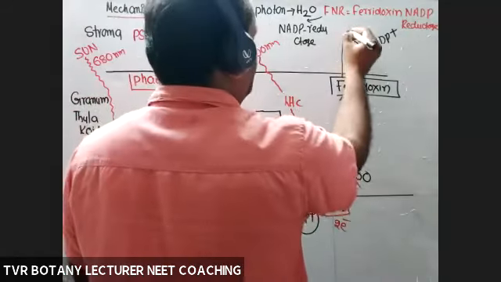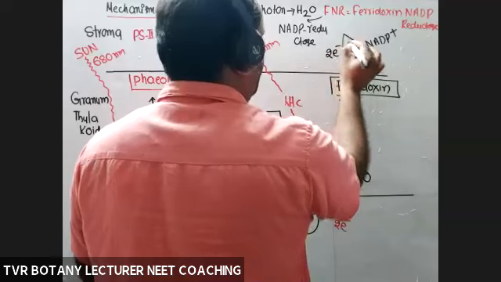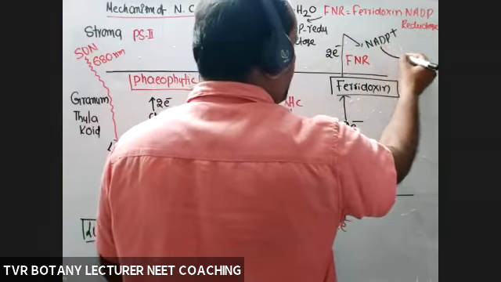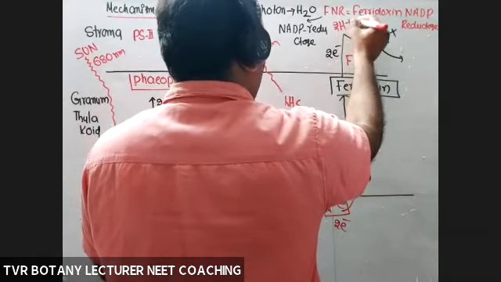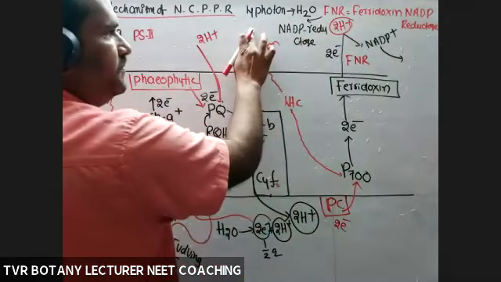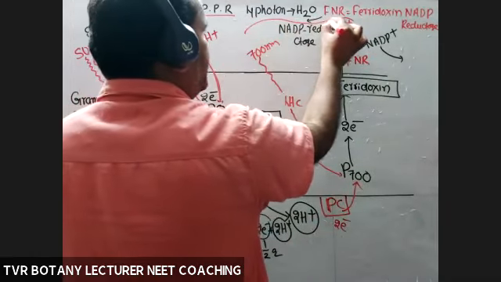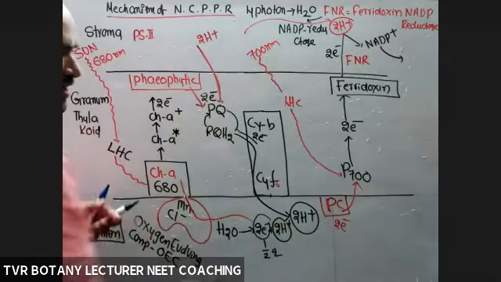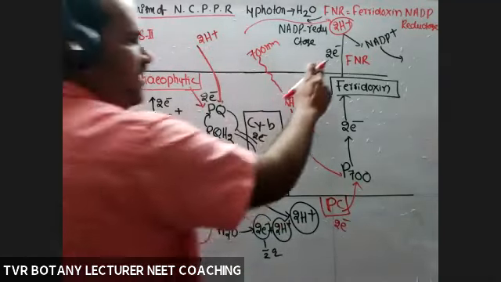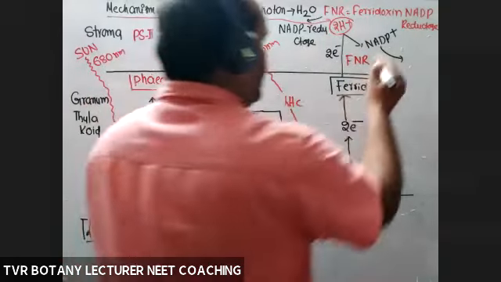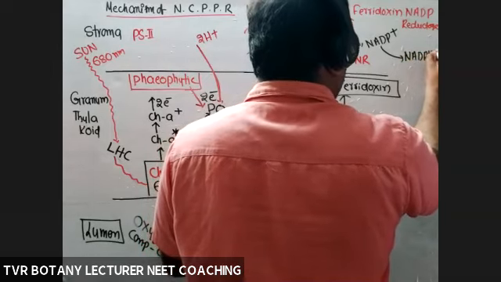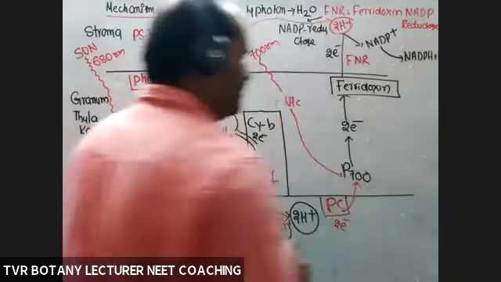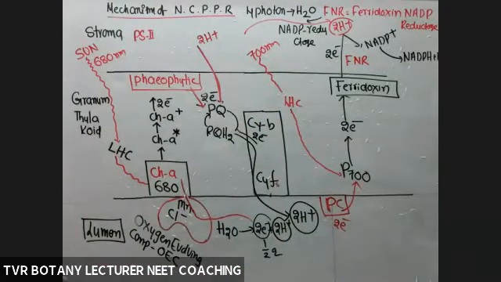Okay, right? So how many electrons here? 2 electrons. For the reduction of NADP plus into NADPH, how many protons are required? 2 H plus coming from the stroma. The source of protons is the stroma only. Don't use these protons. So 2 electrons plus 2 H plus. Now NADP plus is reduced into NADPH. How many molecules? Only 1. So the electron transport system is completed.